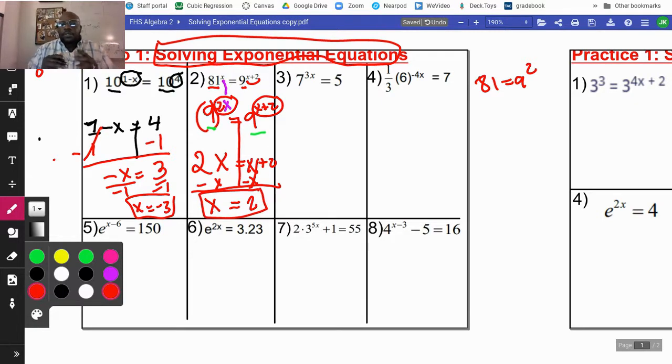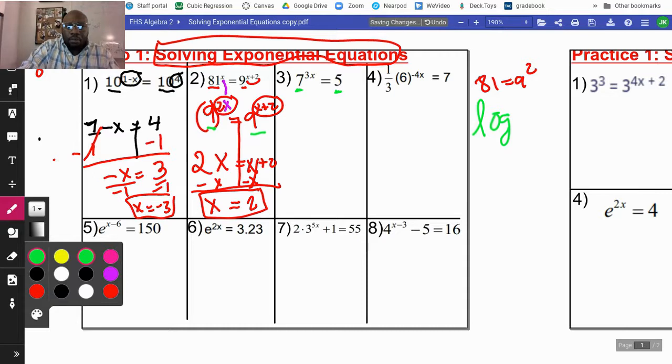Now, number 3 brings us to what we need to do today. Today, you're going to learn that sometimes you cannot get the bases the same. So, for example, I have a 7 here, then I have a 5 here. There's no way I can come up with equal bases, right? So what do we do? What you've learned from us is the log stuff, right? You can apply it here.